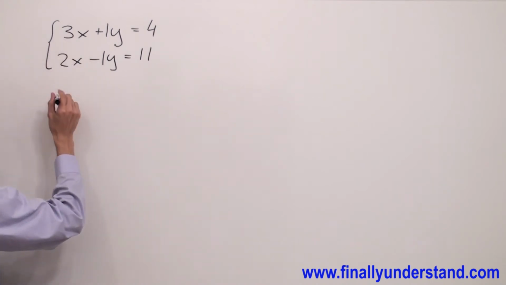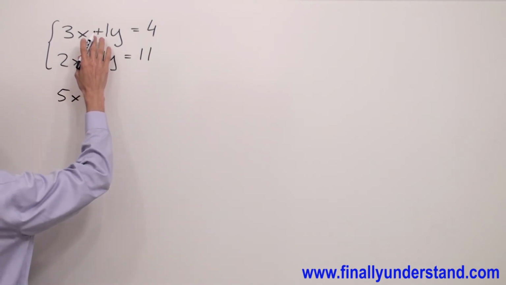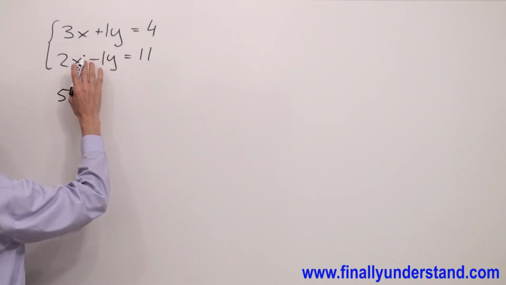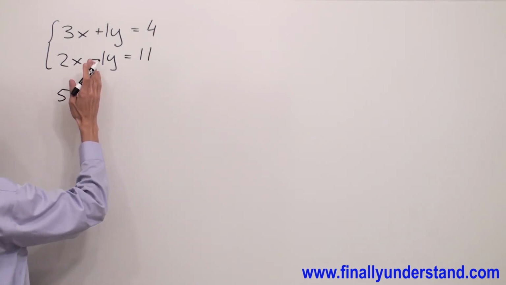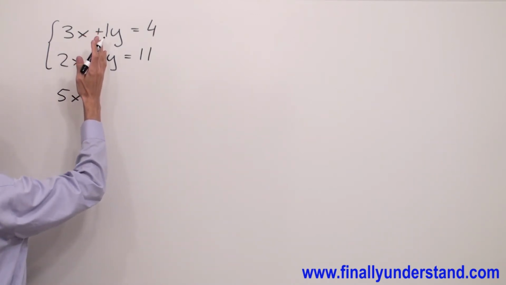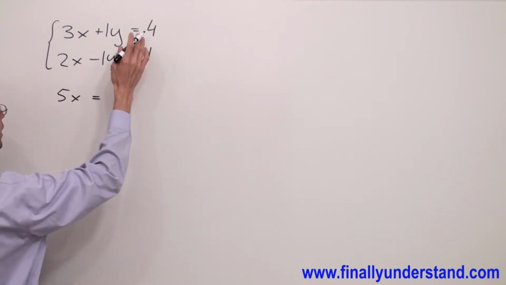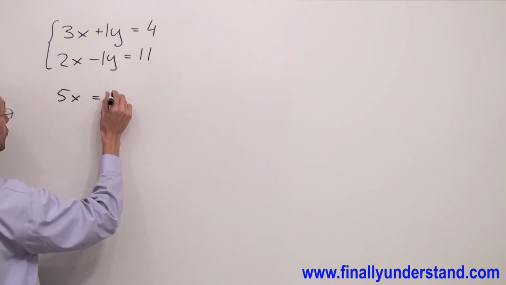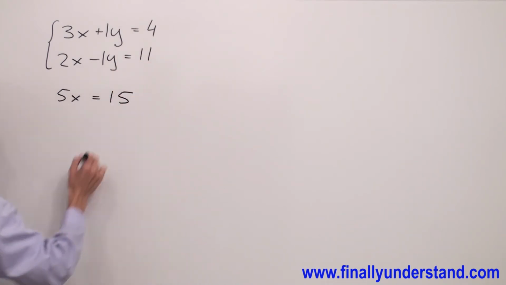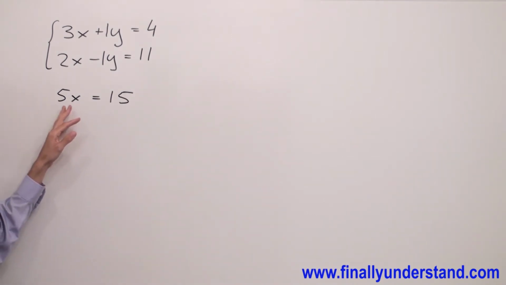3x plus 2x is equal to 5x. Positive 1 minus 1 gives me 0. So at this moment I'm eliminating y. I'm not going to write 0, simply equal, and I have 4 plus 11 is equal to 15. Now let's take a look at what I have. I have a very simple equation which I'm supposed to solve for x.